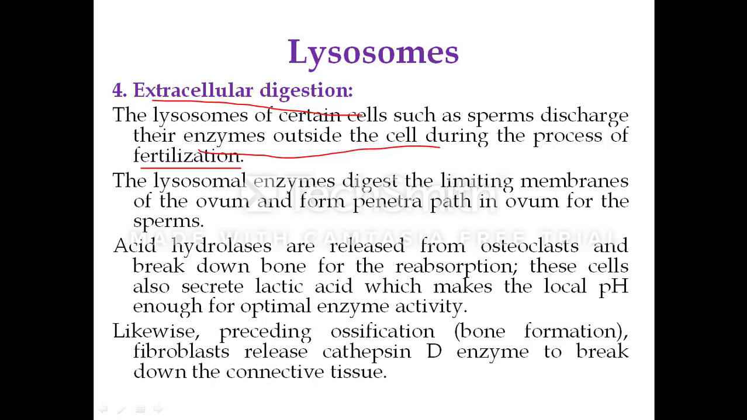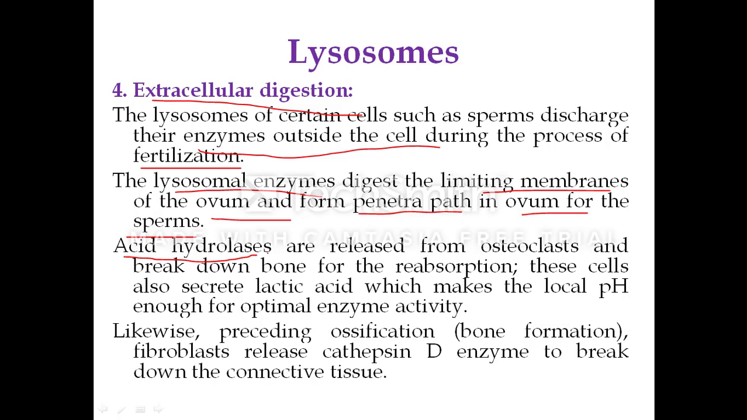That function will be done by the lysosome. The lysosomal enzyme digests the limiting membrane of the ovum and forms the penetration path, or a path to enter inside the ovum for the sperm. So this provides the space for the male pronucleus to fuse with the female pronucleus.